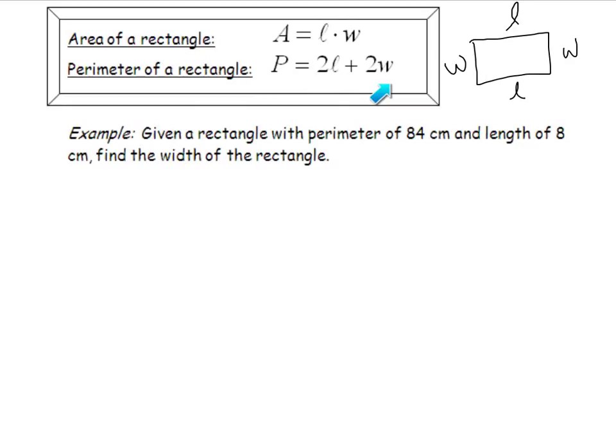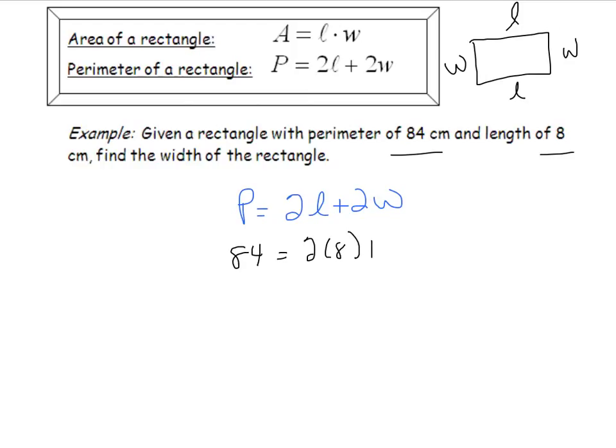look at key words. First of all, we're talking about a rectangle. We're talking about perimeter. That automatically should indicate to you that this right here is the formula we want to use. I'm going to write it down. Perimeter equals 2 times the length plus 2 times the width. Now that I have my formula, I'm going to plug things in. I know that my perimeter is 84. I know that my length is 8. And I want to find my width.